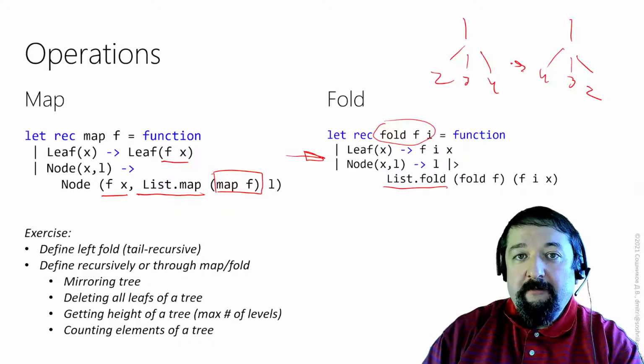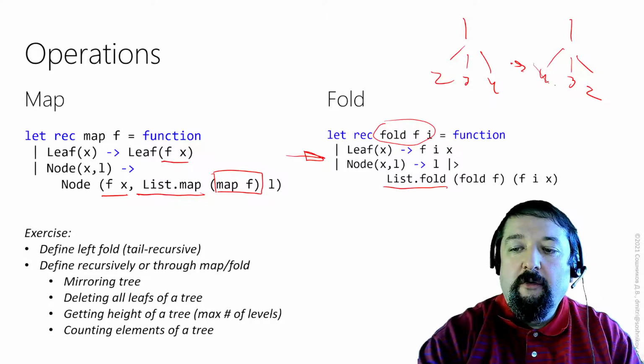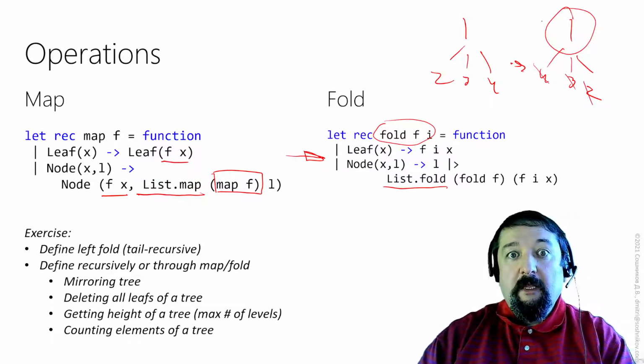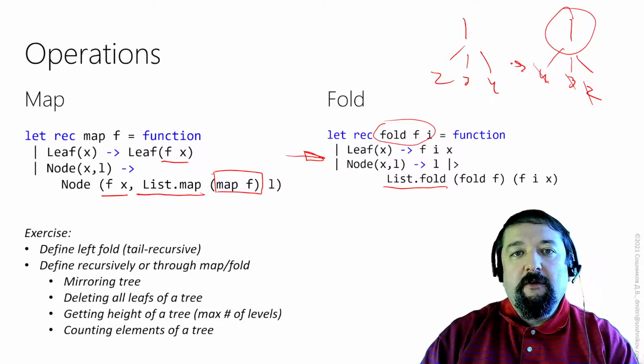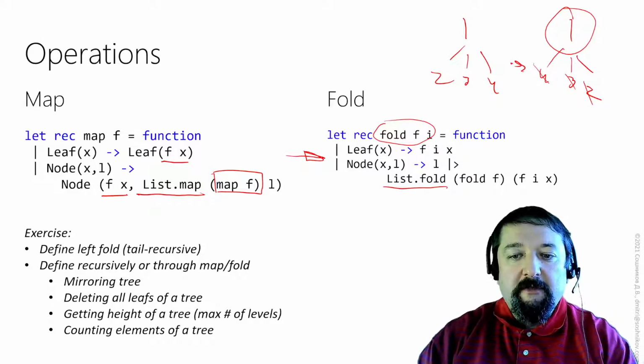You can try to define the function which deletes all leaves. So it will just go and get rid of all the leaves and leave only non-leaf elements. Also try to define the function which computes the number of elements in the tree. That should be very simple. And getting the height of a tree, so the number of levels the tree has.